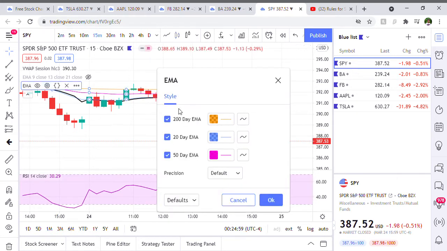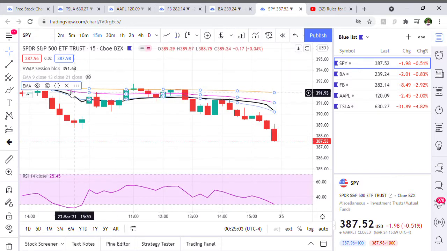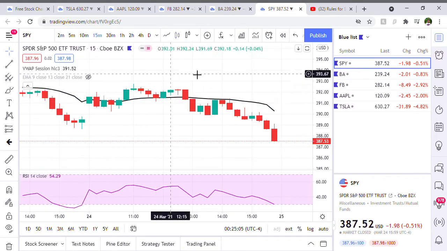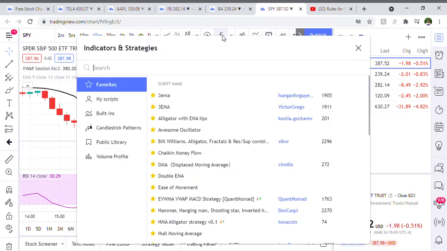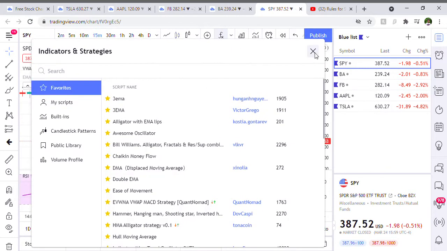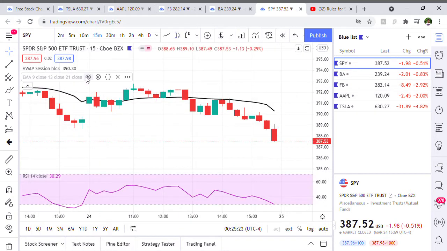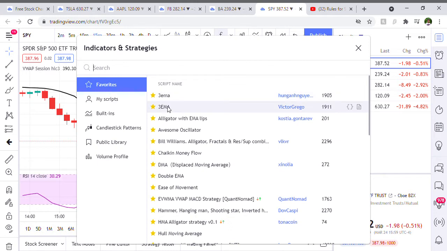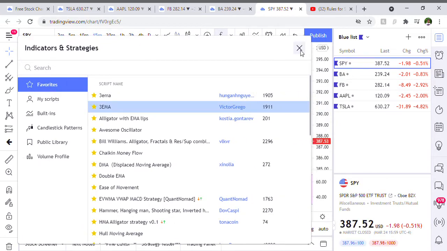EMA means exponential moving average. Let me search. This 3 EMA is a good one, and it is in my favorites. It's already selected on my chart, so let me close and select again. I'll select this 3 EMA, then close this.